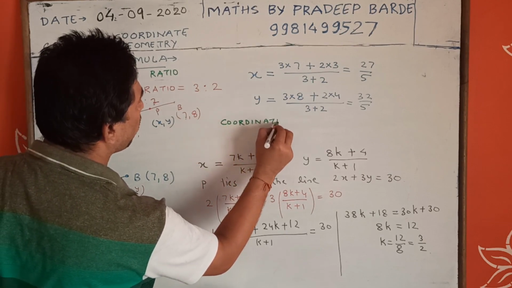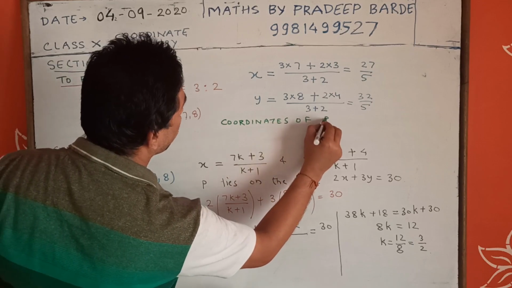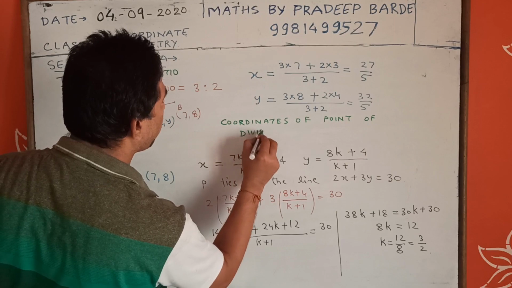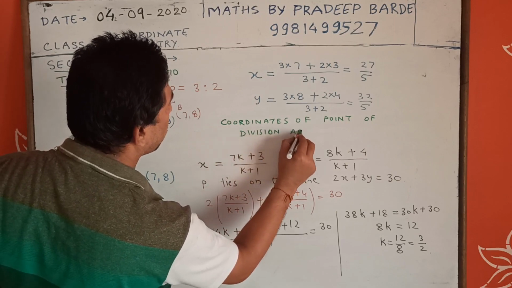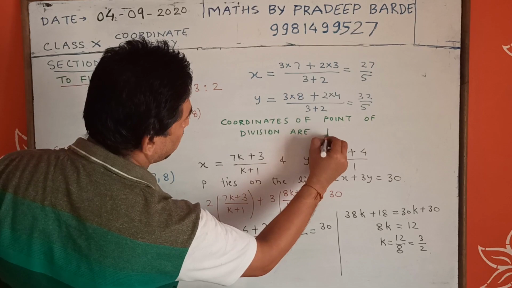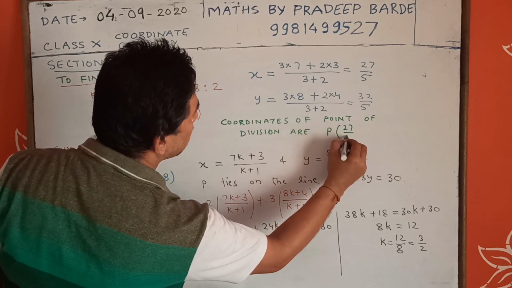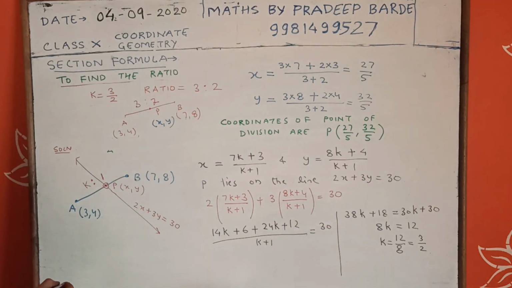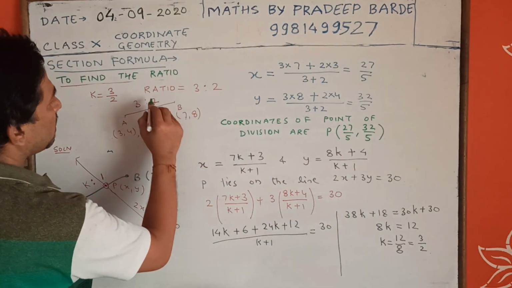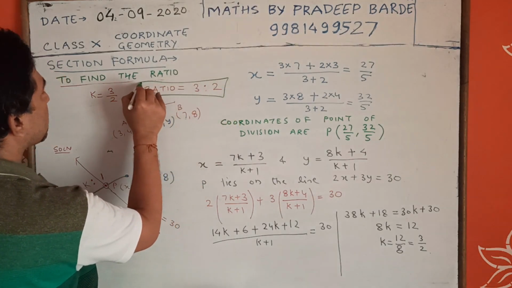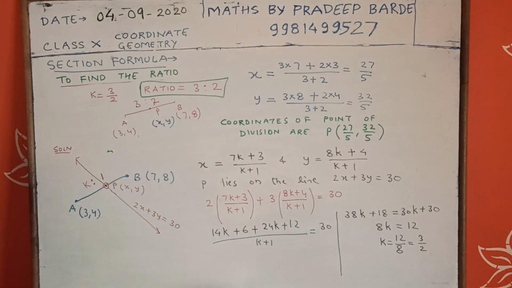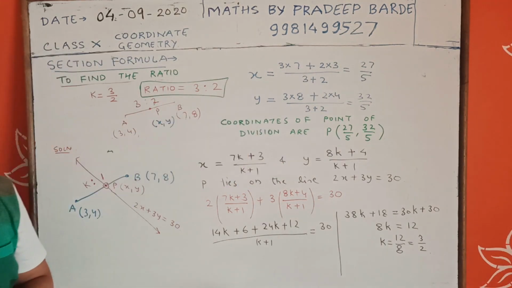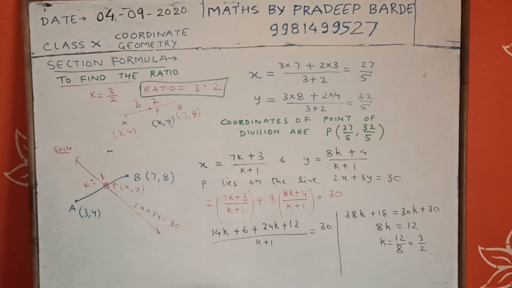coordinates of point of division are P पॉइंट नाम दिया था 27/5 कॉमा 32/5 और इससे पहले रेशियो हमने ऑलरेडी कैलकुलेट किया था 3:2. Right? So this way you can find out the ratio as well as the point of division. Okay?